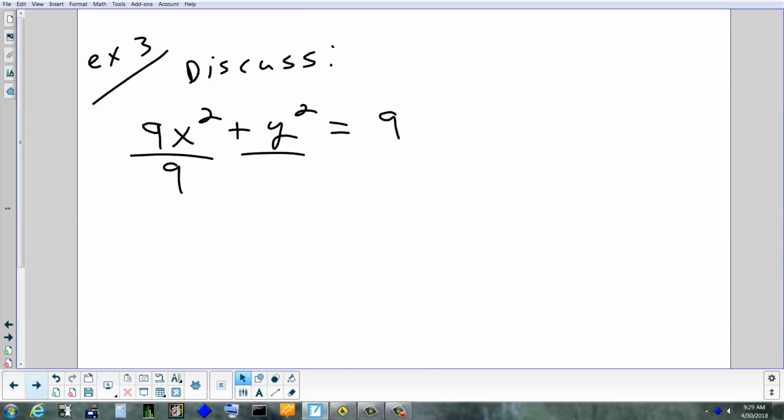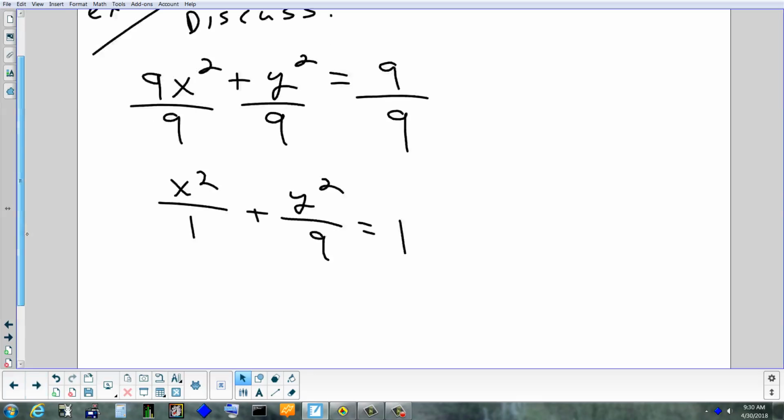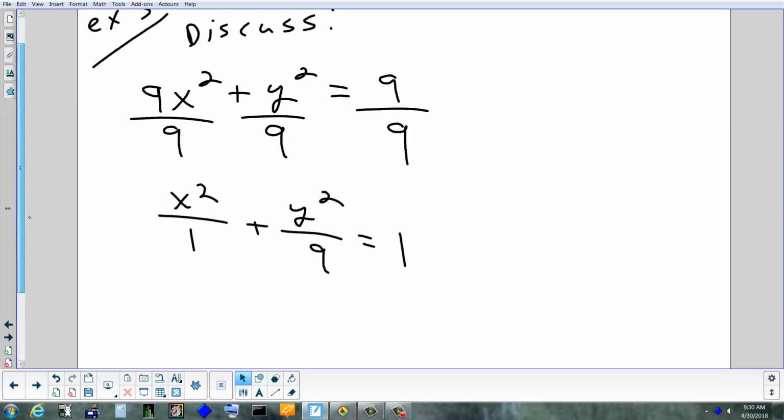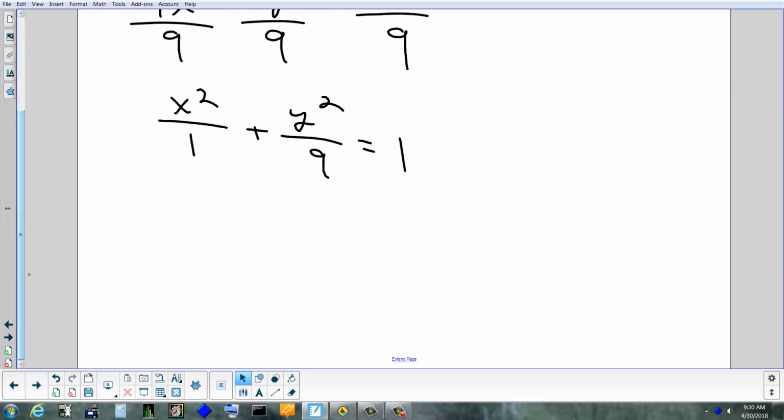Yep. Okay. 9 divided by 9 cancels. So really all I'm left with is a 1, but I would put it just so we remember what's there. It's y squared over 9 equals 1. All right, now we're ready to discuss it. Let's start with the two things I said to start with last time. Let's find the center and then the major axis direction.